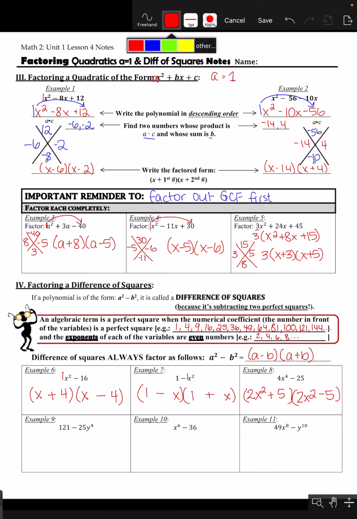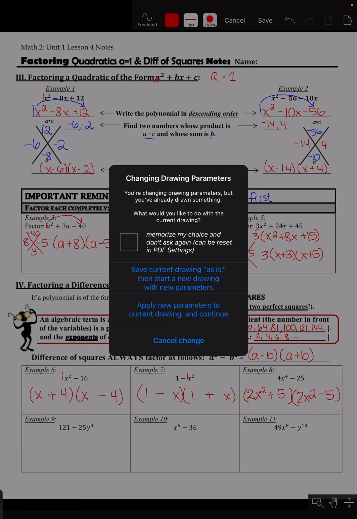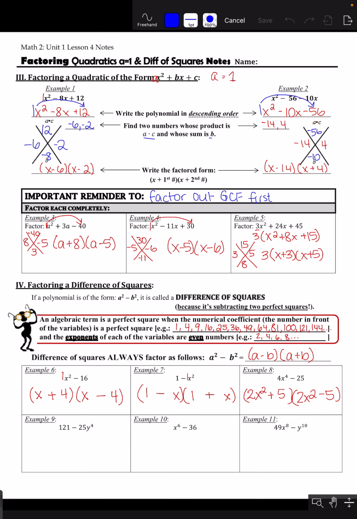If we look at example 9, we've got 121 minus 25y to the 4th. Both of those are perfect squares. We've got even exponents, 2 terms, and subtraction. So the perfect square factor of 121 is 11. The perfect square factor of 25 is 5, and we'll cut that y to the 4th in half, so 5y squared. One is plus, one is minus.